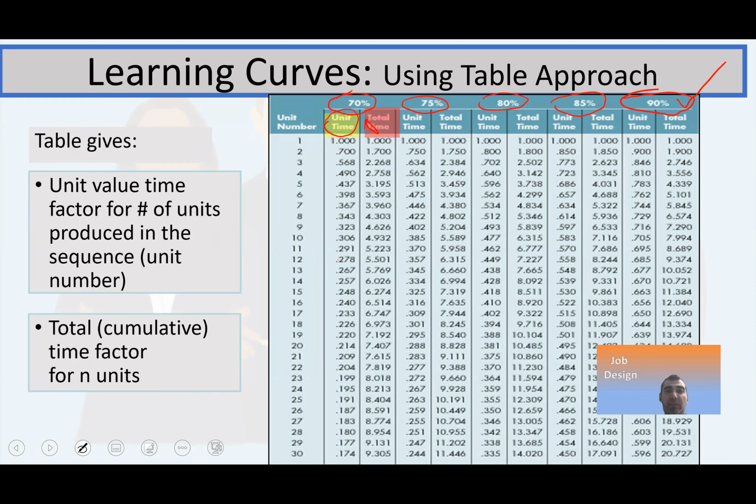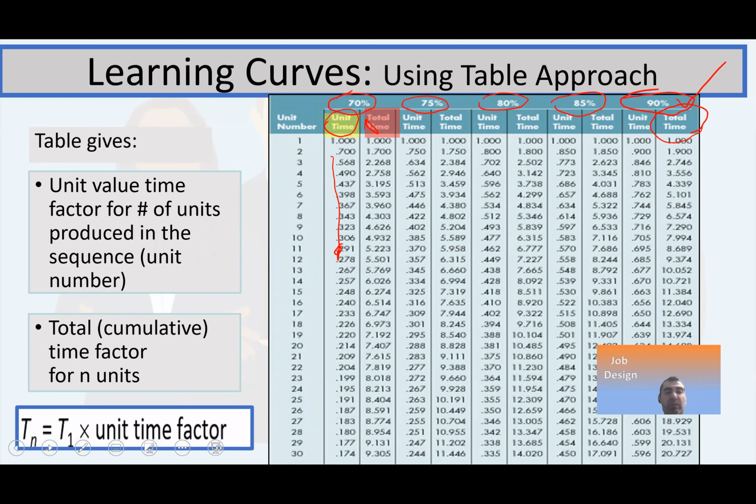Now the unit time is what we use if we want to know how long it takes to produce the 10th, 11th, 12th, 15th, and so on. The total time is what we're looking for in this question: all 12 cars, all 13 cars, all 14 cars. So this is the difference between them. We want to go into the total time column. Now, how do we figure out Tn? Tn will be exactly equal to T1 times the unit time factor or the total time factor.